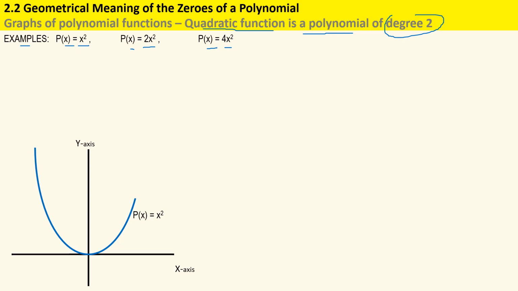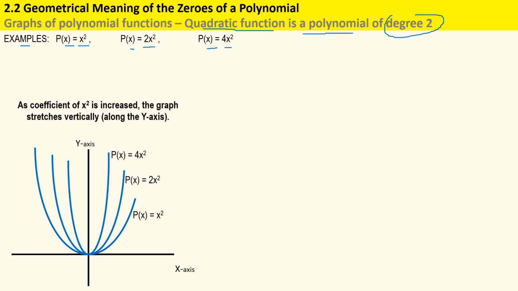So this parabola is opening upwards, so it is open upwards. Now let's plot p(x) = 2x square, and this is another parabola which is a little bit inside the previous parabola. And then let's plot p(x) = 4x square, which is another parabola opening upwards and it is inside. So we see that as we are changing the coefficient of x square, as we are increasing it, the graph is stretching vertically.